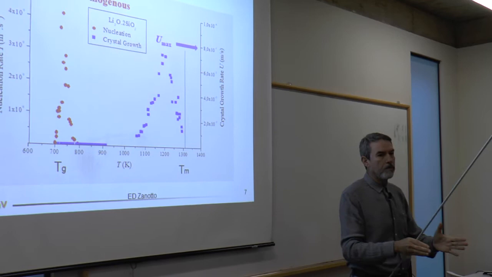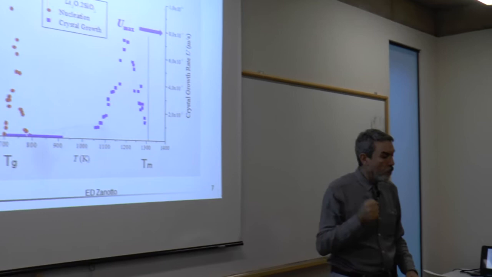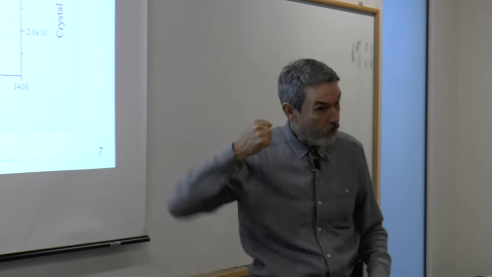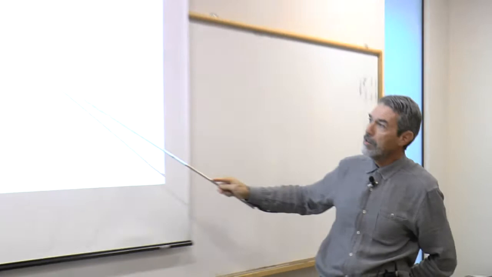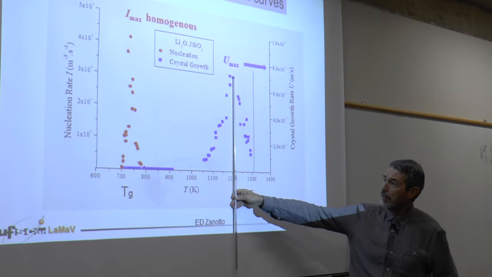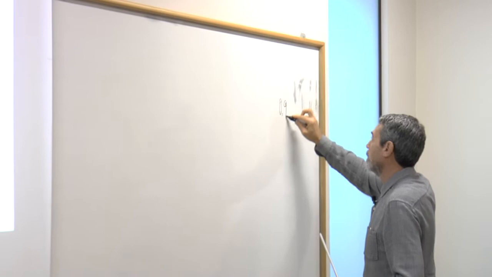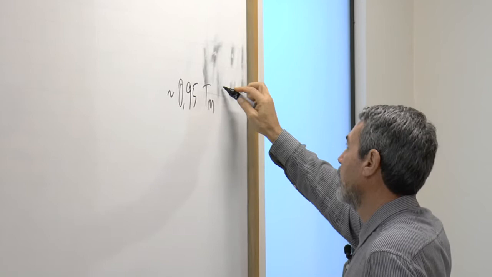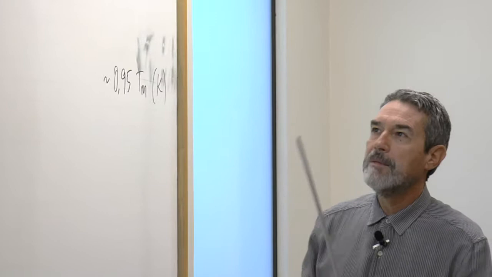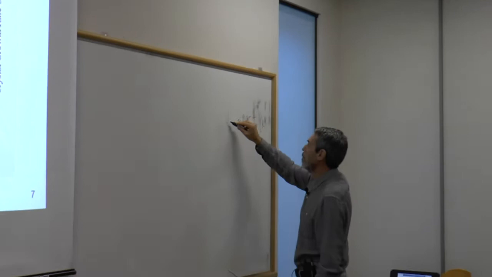The driving force, of course, increases and increases with the supercooling. This supercooled liquid wants to crystallize. It's far away from its equilibrium. It wants to crystallize, and then you have homogeneous nucleation. The crystal growth rate curves normally peak at much higher temperatures. For oxide glass formers, this peak here normally occurs or is measurable at about 0.95 of the melting point. If you take everything in Kelvin, this is where the maximum growth rate, U-max, is normally observed.